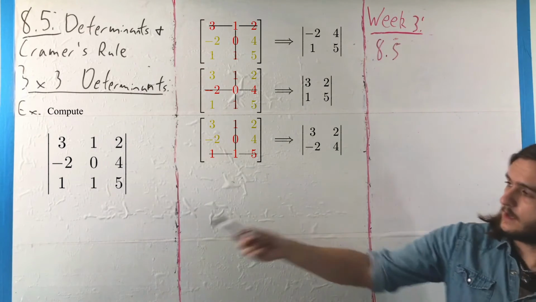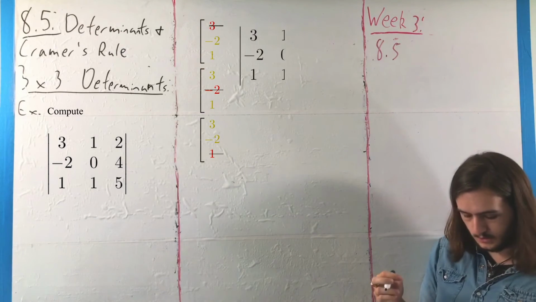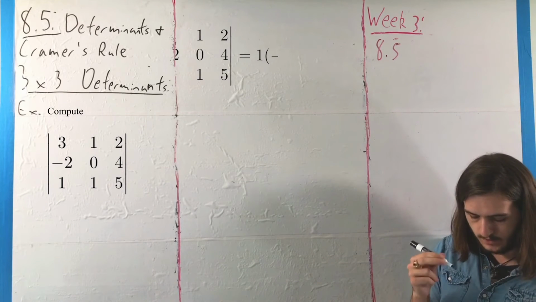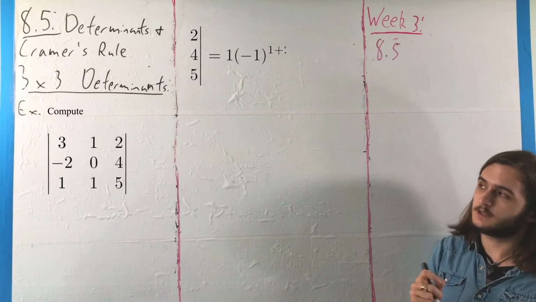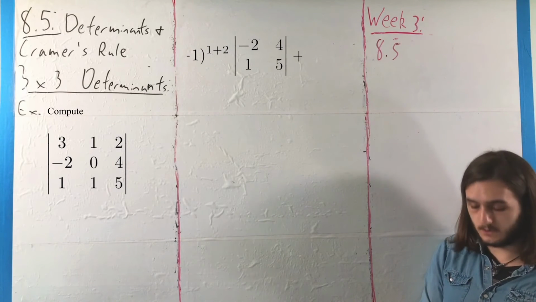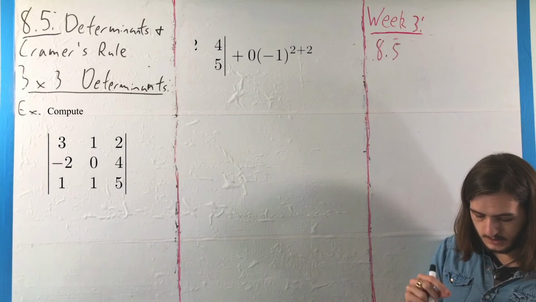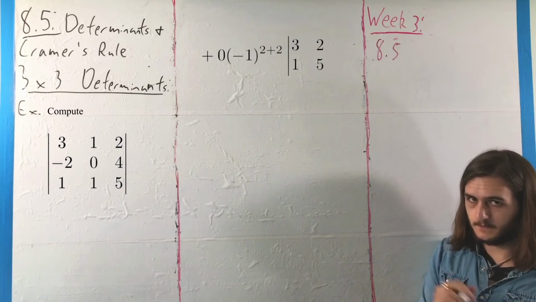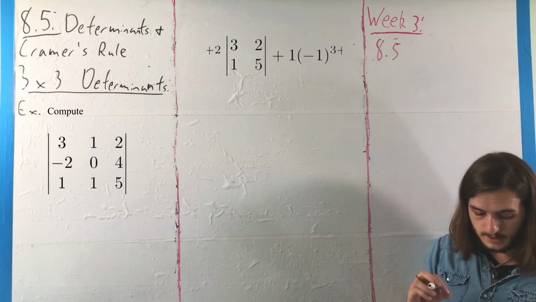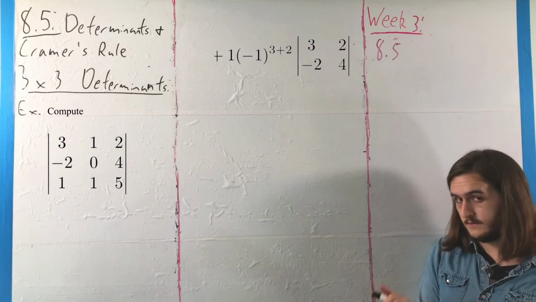So we want to take that determinant over there and actually compute it. What we're going to do is just expand out by those minors and their cofactors. We'll have 1 times negative 1 to the 1 plus 2, because it was in slot 1, 2, multiplied by the determinant that goes with it, plus 0 times negative 1 to the 2 plus 2, because it's in the 2, 2 position, times its according minor, plus 1 times negative 1 to the 3 plus 2 times the minor 3, 2, negative 2, 4.